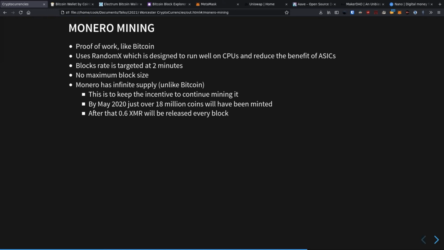So they have infinite supply, and by May 2020, 18 million coins have been minted. But after May 2020, they've changed it, so 0.6 XMR will be released every block. So that's quite a bit less than Bitcoin's, but obviously the block rate is much faster, so it's much easier to create blocks.